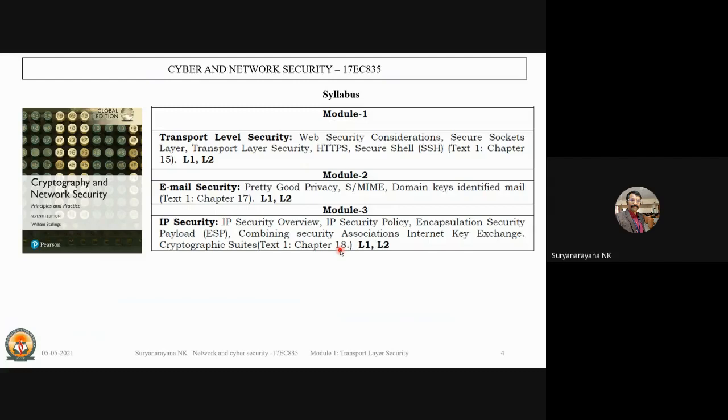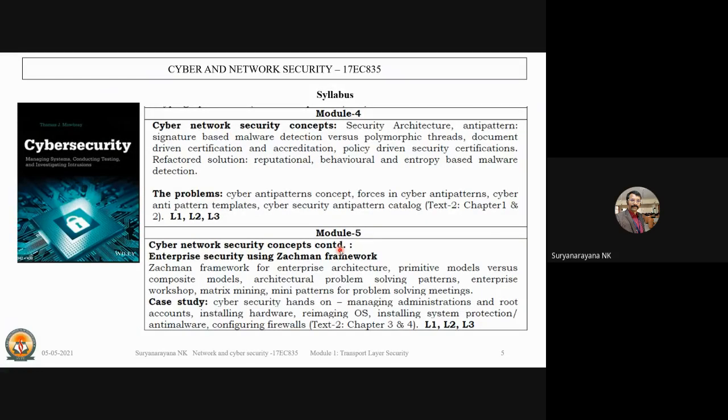1 chapter 18. Coming to the syllabus of part B, there you are going to study the concepts from this textbook, Cyber Security by Thomas. There we have chapters 1 and 2 from this textbook, and chapters 3 and 4 from this textbook only.